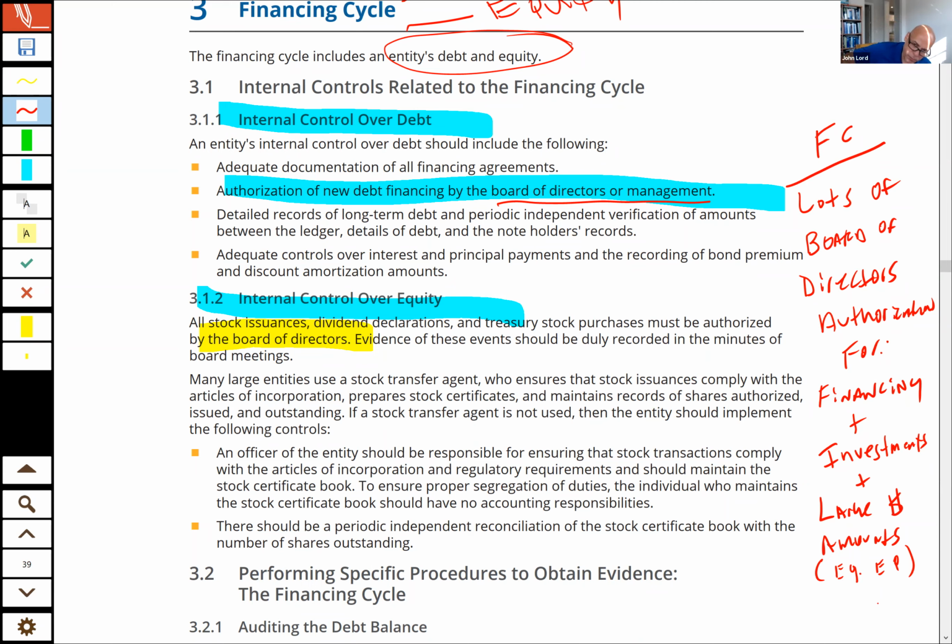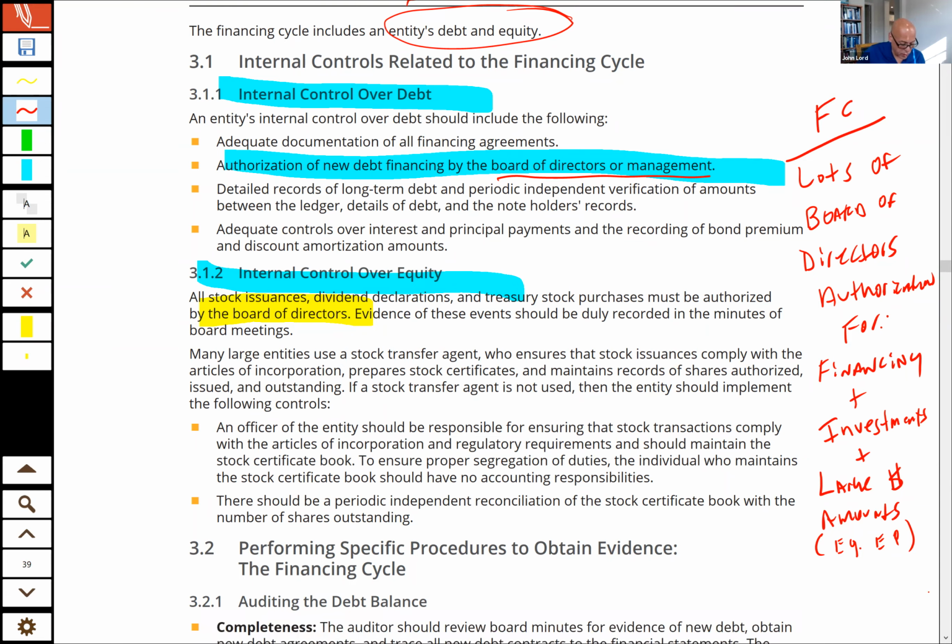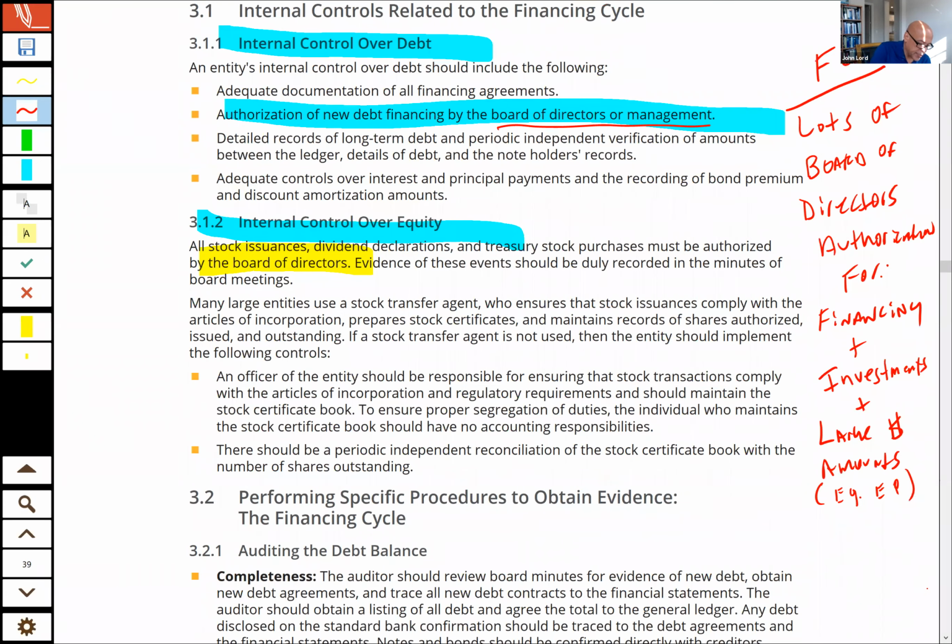Example is equipment. Okay, notice we didn't say we have to go to the board of directors every time we hire a clerk. Okay, that was what the human resources was more involved in, the authorization. Okay, good. And so they tell us for our equity now that many large entities use stock transfer agents.